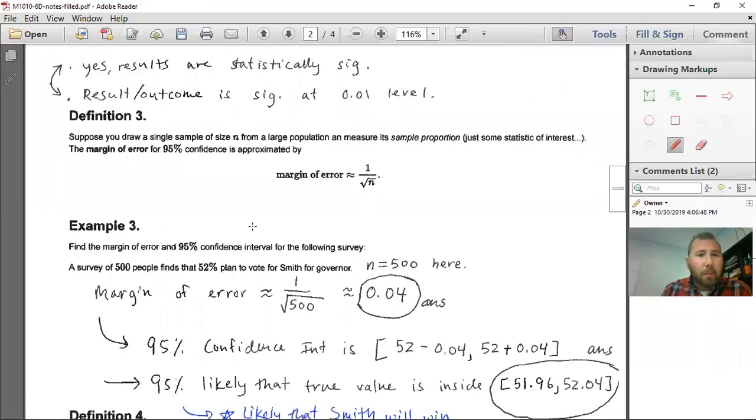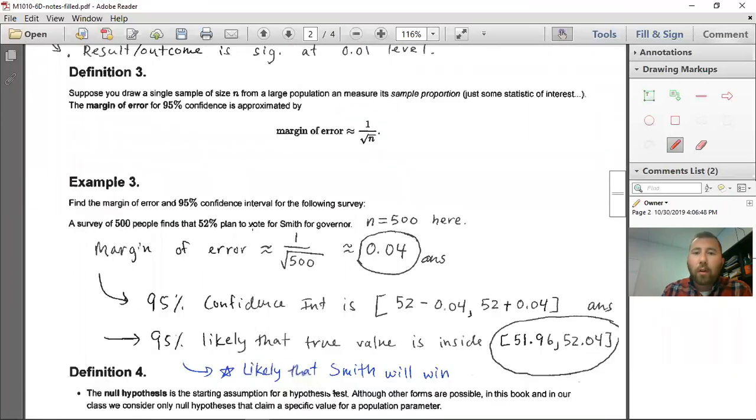So another definition, margin of error. This is just an approximation. We've seen approximations of all different kinds of things in this class. This is just a way of approximating the margin of error for a 95% confidence interval. What you do is take 1 and divide it by the square root of the number of samples. Let's see how it works.